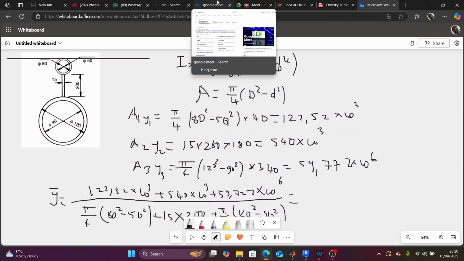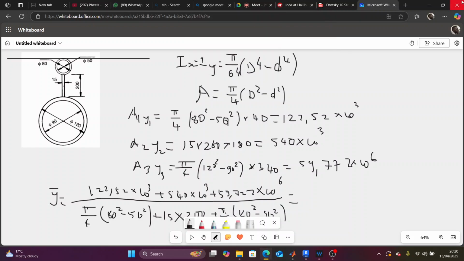Yeah, it's 1,682 times 10 to the power 6. You know what? If it's not working like this, maybe we should go the hard way. But it has to give the answer. Okay, it is 540. I see that one.